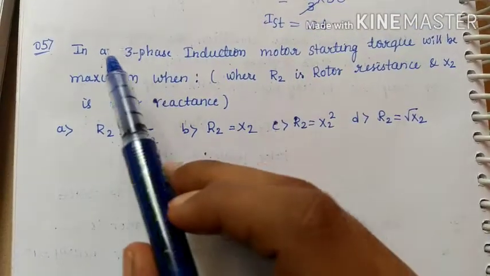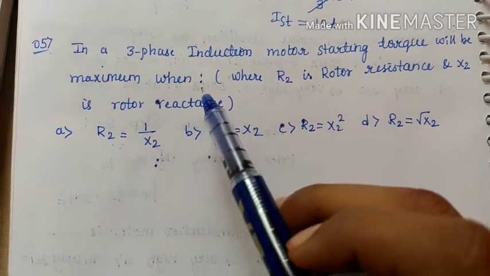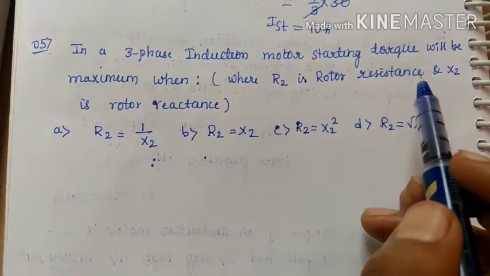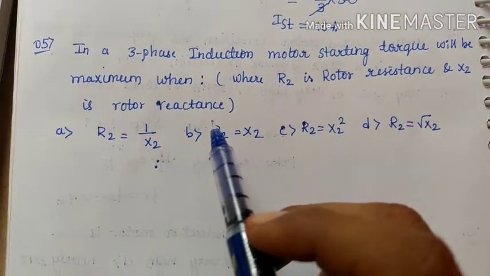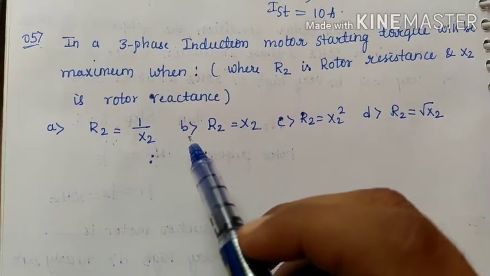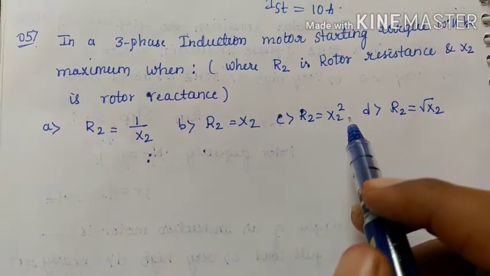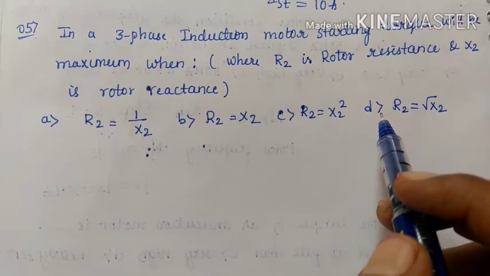We have the next question. In a 3-phase induction motor, starting torque will be maximum when, where R2 is rotor resistance and X2 is rotor reactance. They have given options as R2 is 1 upon X2, R2 equals X2, R2 equals X2 square, R2 equals under root X2.